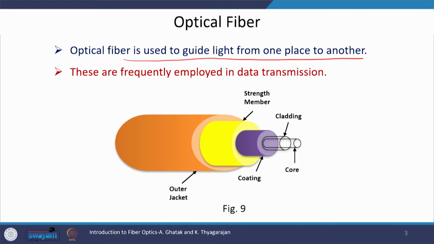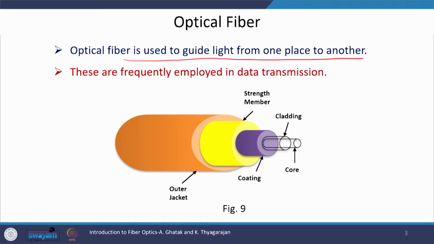These are frequently employed in data transmission, whatever long distance communication we do. Like when we use a mobile phone, the data from our mobile goes to some antenna, and from the antenna it gets coupled to a waveguide like an optical fiber. From this optical fiber it goes very far away, like the USA, and from there it again goes to some antenna, and from that antenna it goes to the mobile, and then we can talk to a person who is very far from us.